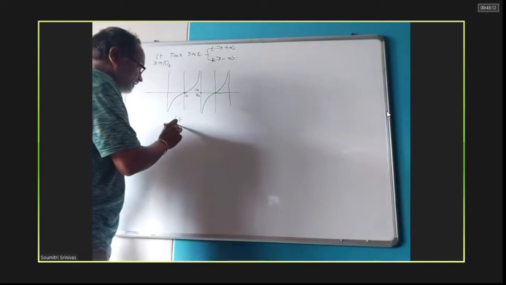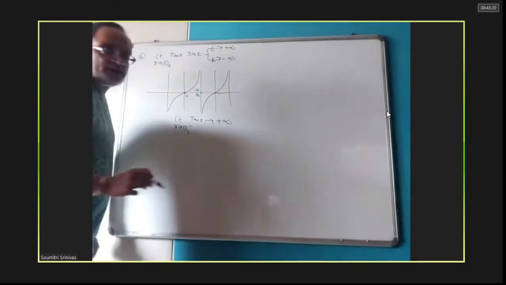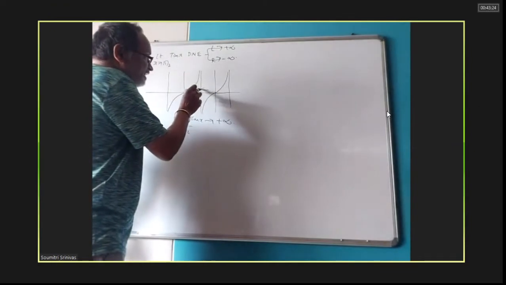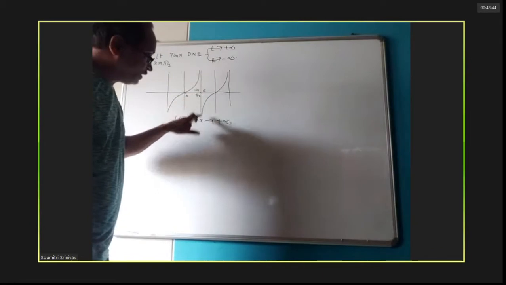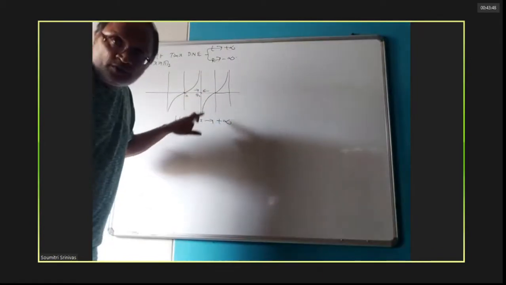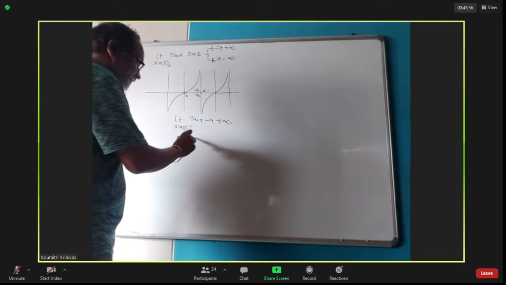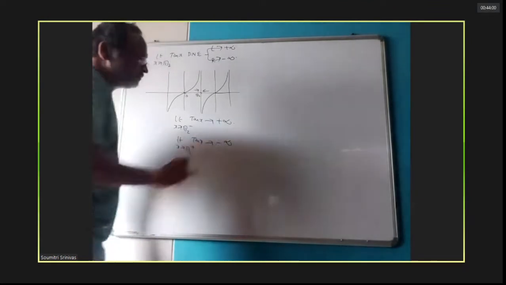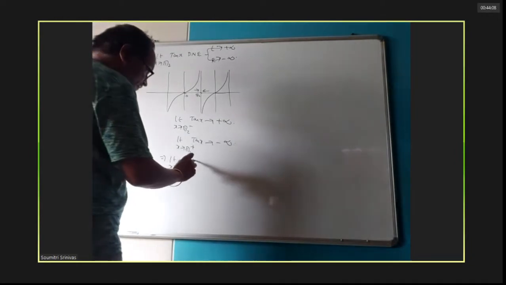Limit as x approaches pi by 2 from left hand side, where is tan x going to? Plus infinity. Look at the graph. As x approaches pi by 2, from where is it approaching, left side or right side? Right side. Where is tan x going to, thumbs up or thumbs down? Thumbs down. Minus infinity. As x approaches pi by 2 from right hand side, tan x goes to minus infinity. From these two, what's the conclusion? Limit as x tends to pi by 2 of tan x does not exist.